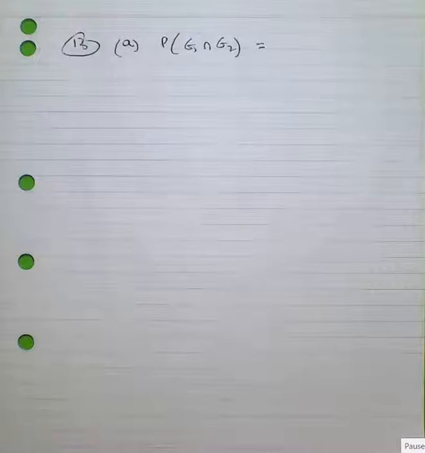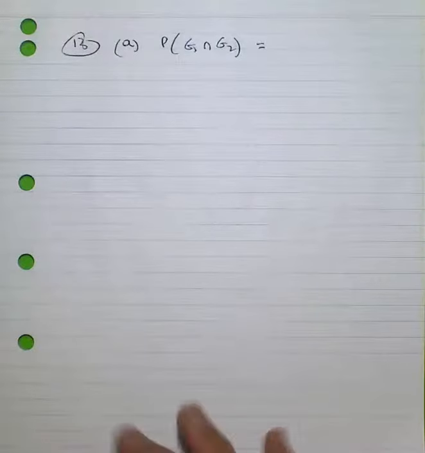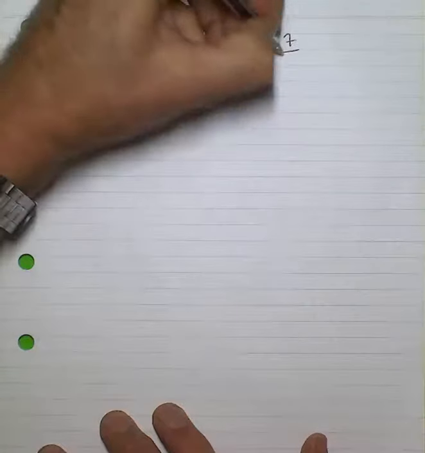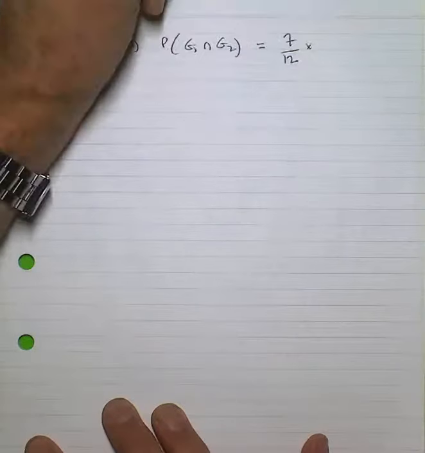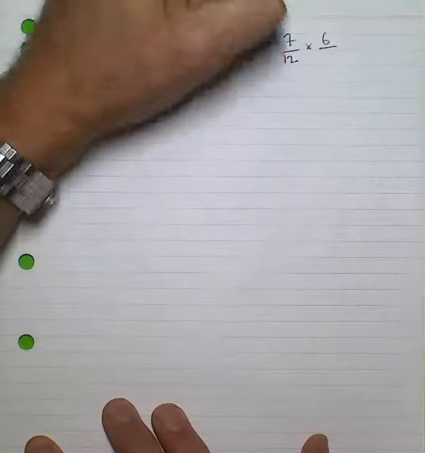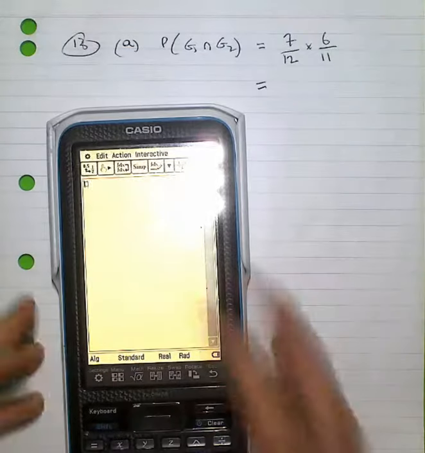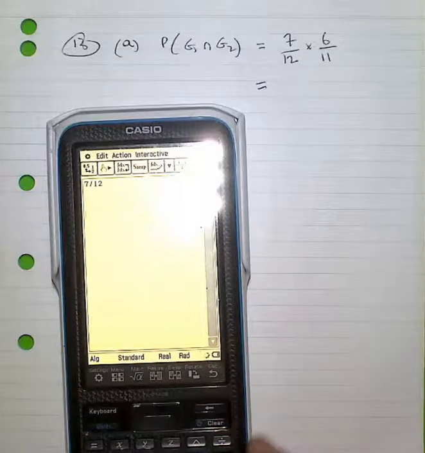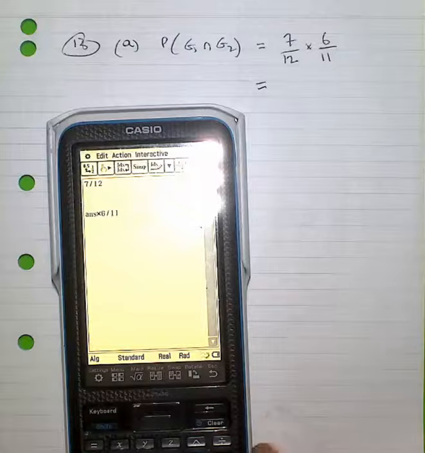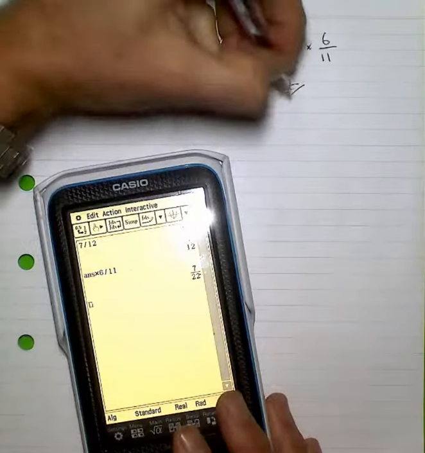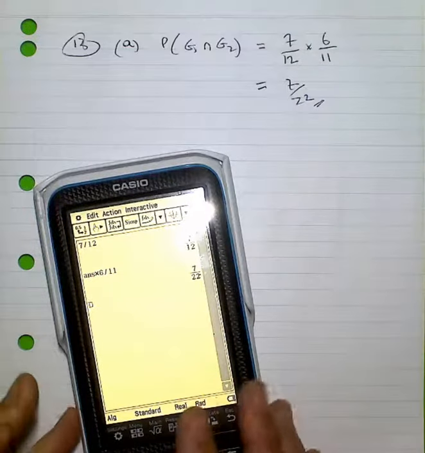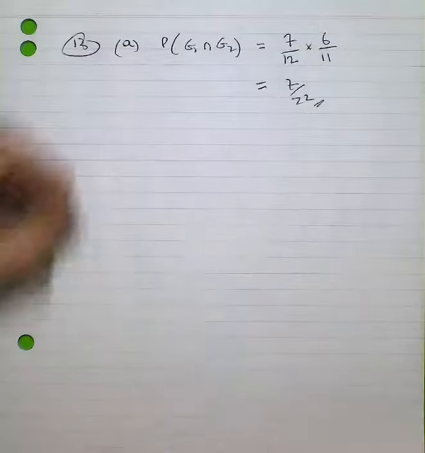Question 13, you're asked to find, firstly, the probability that both marbles are green if you draw one after the other. Now, the probability of drawing a green marble in the first instance, and then the second, 7 out of 12, and then 6 out of 11. So we do that on our calculator. You end up with 7 over 22. Please note, you can use your calculator for many of these problems.